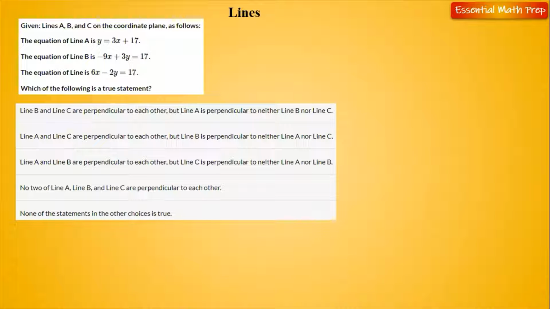Again, we've done a similar problem, so I highly recommend you pause the video, continue working it, and then see if you got it right. So the first equation A, we don't have to do much, y equals 3x plus 17. So the slope is 3. Let's go to the second equation.